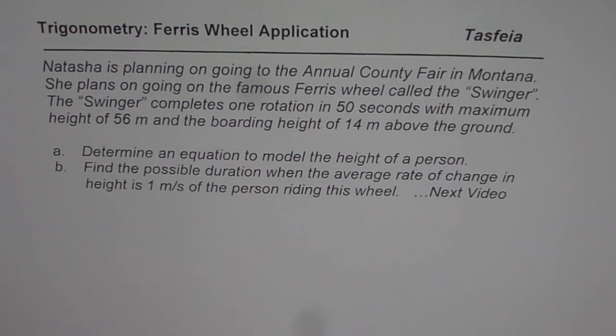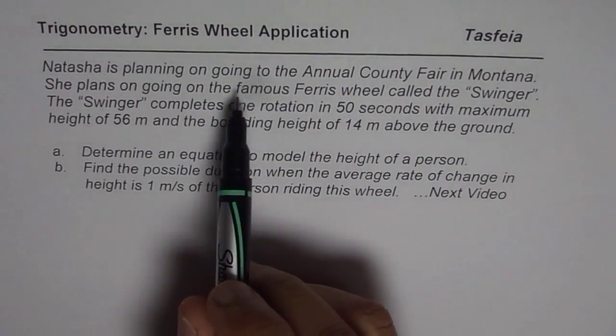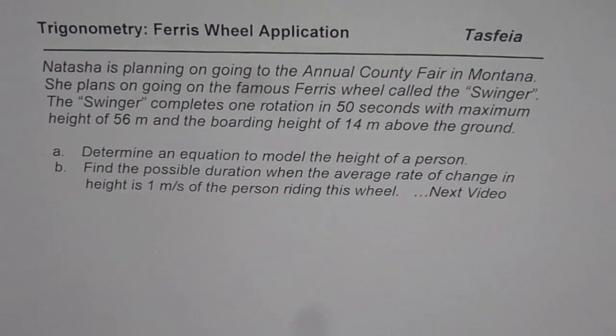The question here is, Natasha is planning on going to the annual country fair in Montana. She plans on going on the famous Ferris wheel called the Swinger. The Swinger completes one rotation in 50 seconds with maximum height of 56 meters and the boarding height of 14 meters above the ground. Determine an equation to model the height of a person. And there were so many different parts, but I've taken up this one, which I'm calling now as part B.